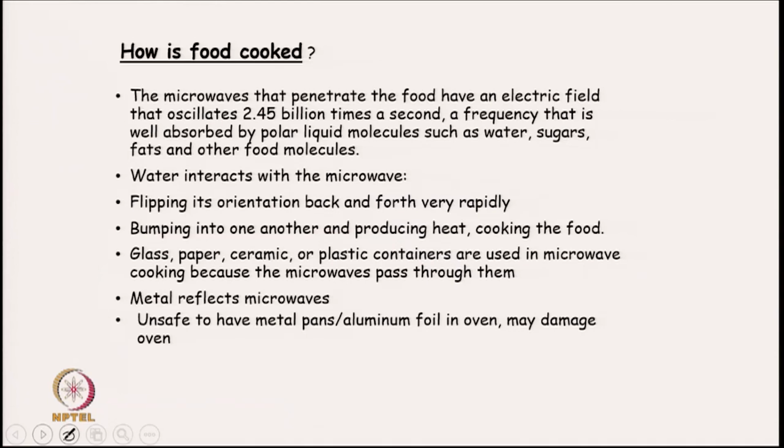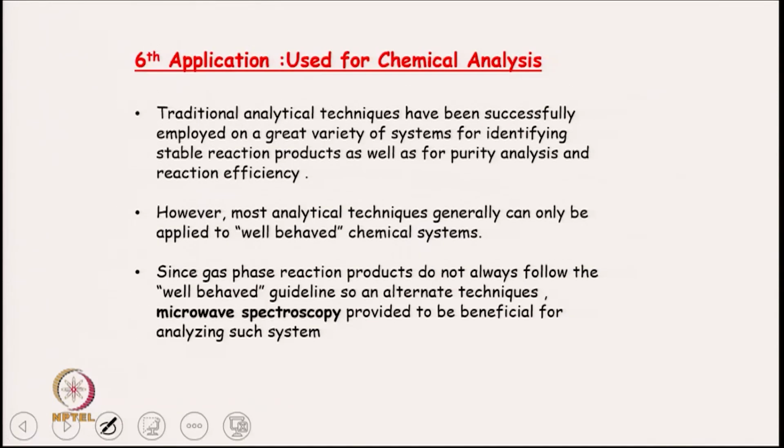the food. Glass, paper, ceramic or plastic containers are used in microwave cooking because the microwaves pass through them, but metal reflects microwaves, and that is why it is not safe to use metal pans or aluminum foil in the oven, and it may even damage your microwave.